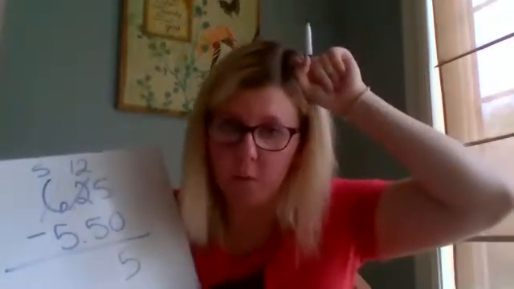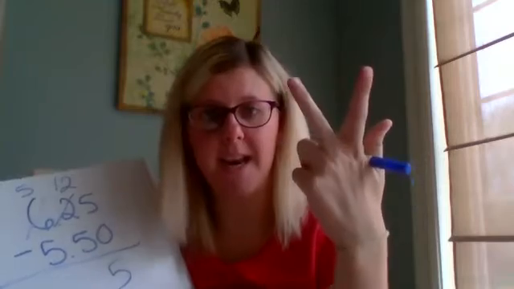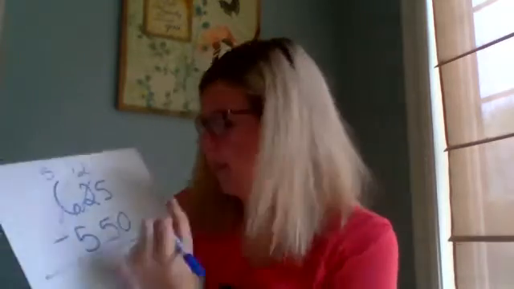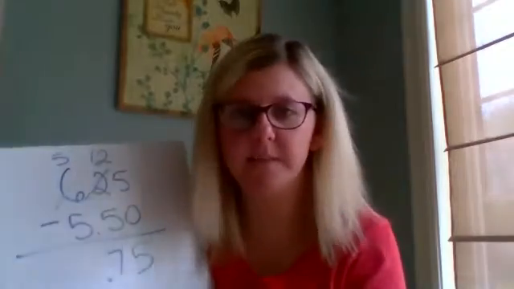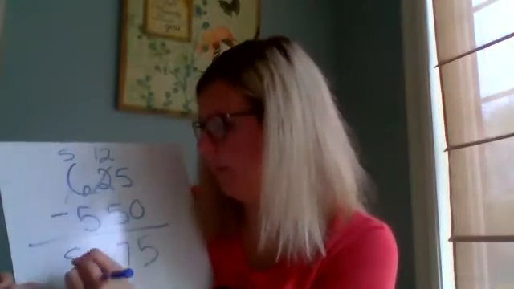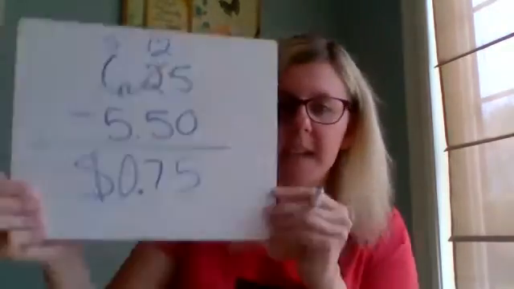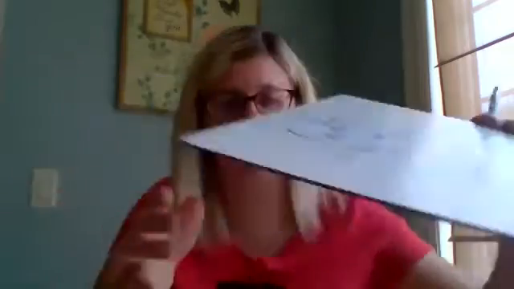12 minus 5, 12, 11, 10, 9, 8, 7. Then put our decimal place. 5 minus 5 is 0. So it is 75 cents.